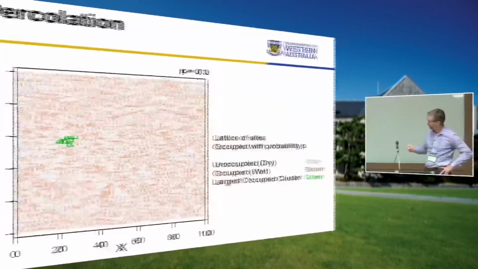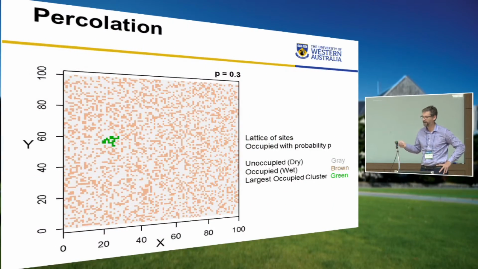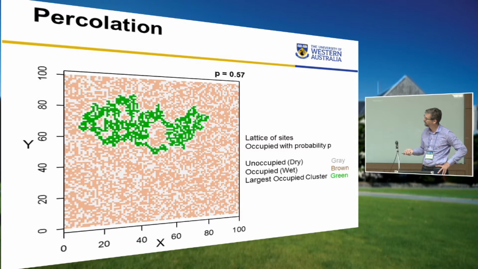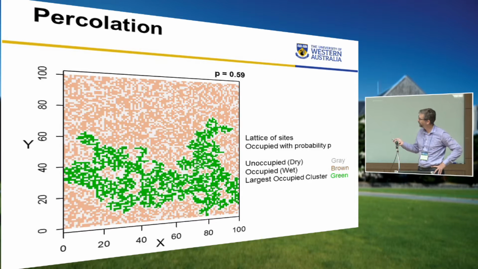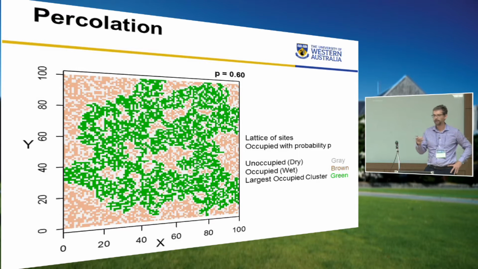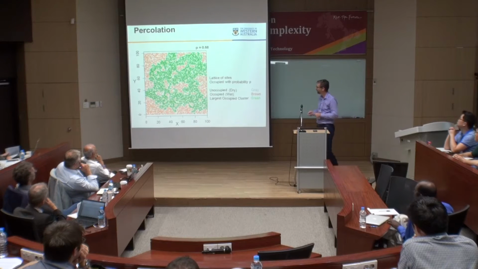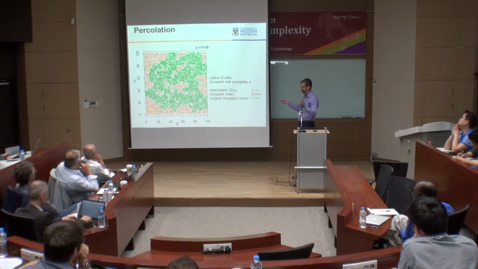So as we increase the probability that any site within this landscape is occupied, we see that the cluster grows. It grows larger and larger, and then we reach a probability of about 0.5, 0.6, and then all of a sudden this system becomes interconnected from top to bottom and left to right. And we call this a percolating cluster. In fact, if this was an infinite lattice of sites, the cluster size would be infinite, which is a little bit counterintuitive.